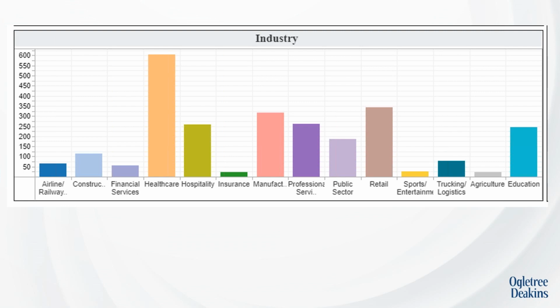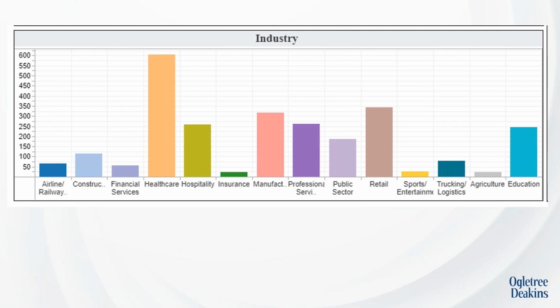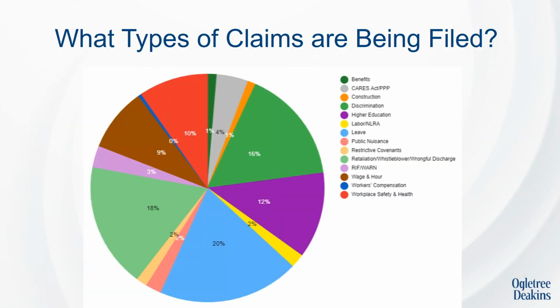If you're interested in diving into this, we actually have this form on our Ogletree website that's publicly available. You can go to this map and, of all these states, you can click on it. It will tell you exactly what the claims are in your state. It can give you this industry breakdown, industry by types of lawsuits, so you can really see what's going on in your industry.